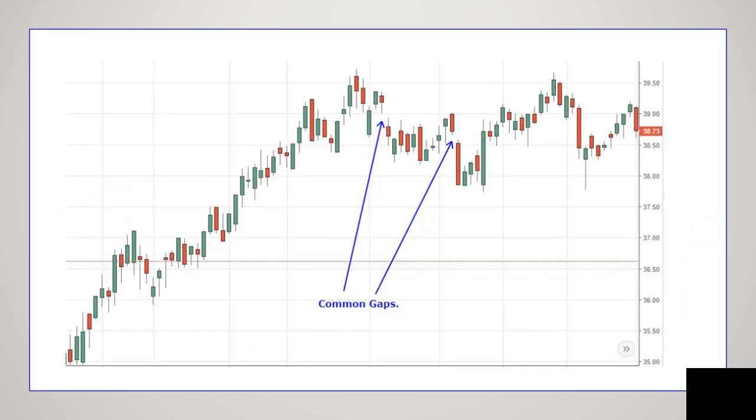All right. So this is an example of common gaps. As you can see here, we have identified 2 common gaps that appear in this chart, this one and also this one. So you must confirm with the volume itself at the bottom of the chart.